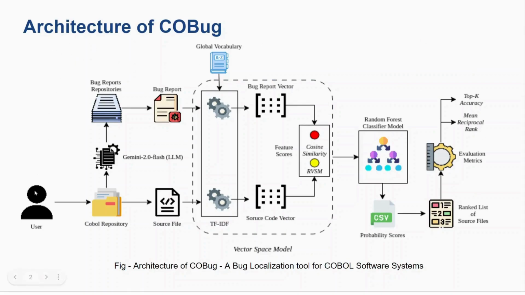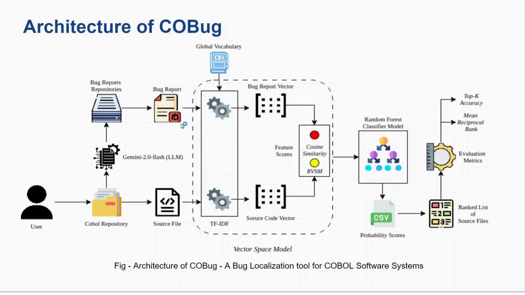User input. First, the tool takes a COBOL repository from the user which contains your COBOL files. Bug report generation. The tool uses Gemini 2.0 Flash, a large language model, to generate detailed bug reports. These reports include bug ID, bug summary, bug description, and ground truth. The reports are saved for reference.